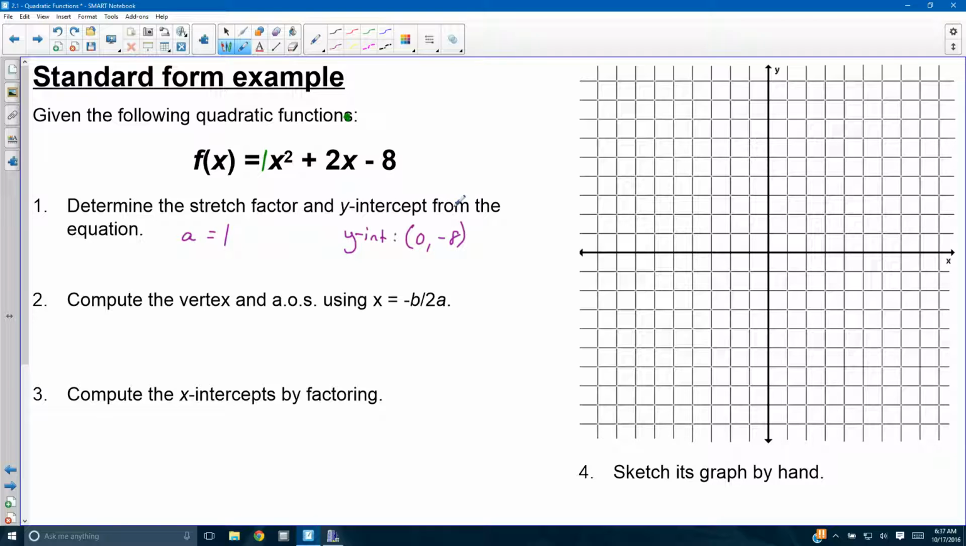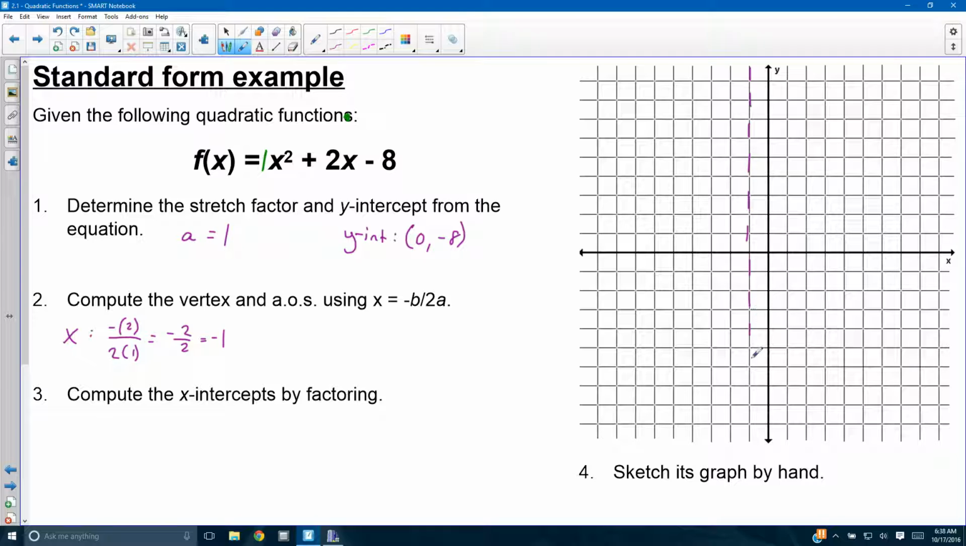So we already have some information there, probably not fully graphable yet because we don't know where the vertex is or any other sets of points. So let's compute that vertex and the axis of symmetry, using x equals negative b over 2a. The x value of my vertex is negative b over 2a, as was established before. b is 2, so I take negative 2 over 2 times 1. That's negative 2 over 2, which is negative 1. My x value for my vertex is negative 1, so my axis of symmetry is the line x equals negative 1.